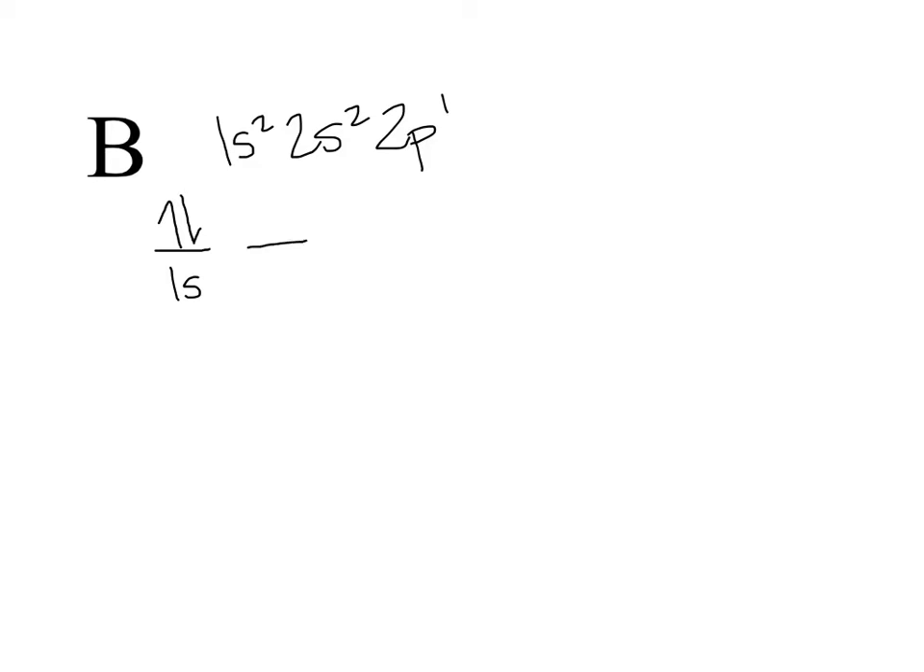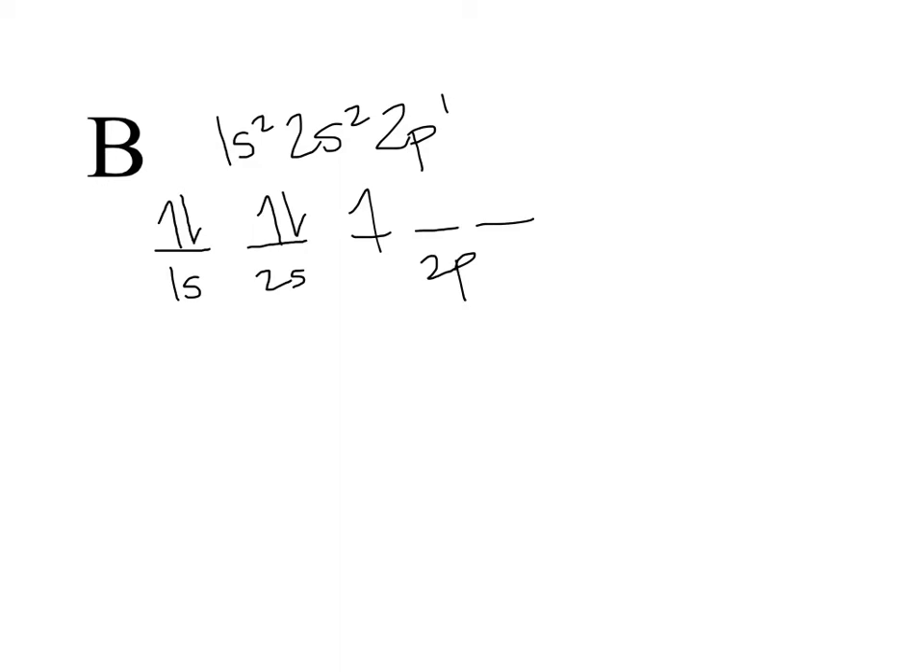Next, I need a 2s, so I need one line. I'm going to label it 2s, 2. And then anytime I have a p, I need 3 lines. And so I'm going to label this 2p, and since there's only one, it goes on the first line pointing up. And so that is the orbital filling diagram.